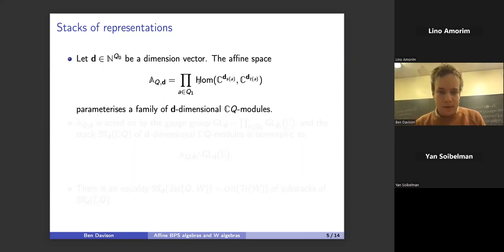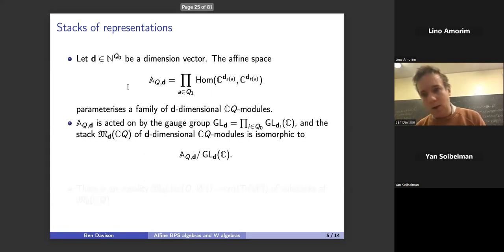So then it's not a giant leap to see that this big affine space of homomorphisms from copies of C of dimension whatever the dimension vector assigns to the source of an arrow a, hom to C to whatever the dimension vector assigns to the target of a, gives me a family of d-dimensional CQ modules. I'm somehow overcounting in that there are modules at different points that are isomorphic, considered as modules for the path algebra.